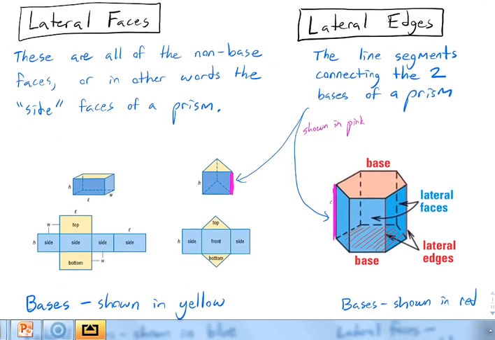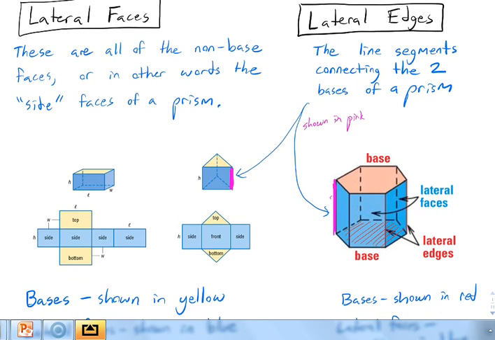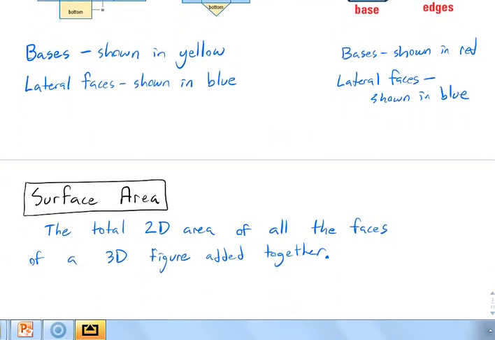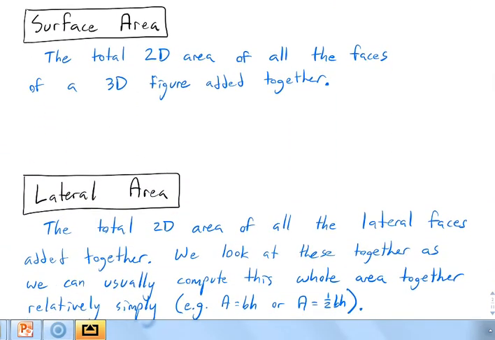Now, really the reason we talk about this is because often the way we find the area of a prism is we find the area of the bases and then we find the area of all of the lateral faces together. So down here, the next thing is we have two different terms. We're going to be looking for the surface area. So if I was painting the outside of this prism, top, bottom, every side, every face, I would say, okay, I'm going to find the entire surface area of the 3D figure. That's what I'm going to paint.